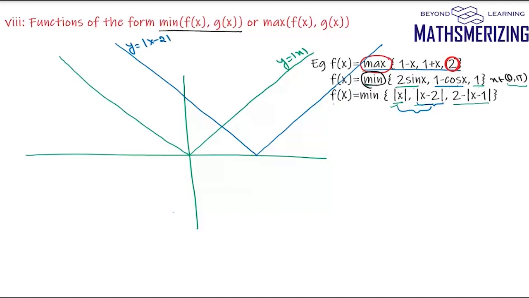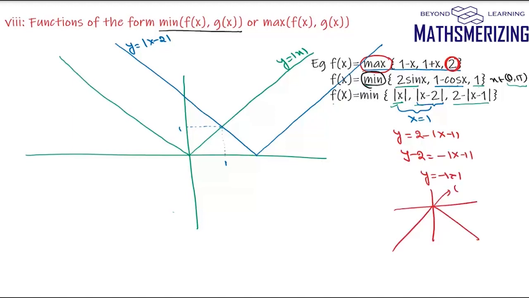So if I'll solve these two equations, their point of intersection will be x equals to 1. Now we'll come to our third graph. And our third graph is y equals 2 minus mod of x minus 1. My basic graph is y equals minus mod x, and then I'll shift this graph to the point 1, 2.